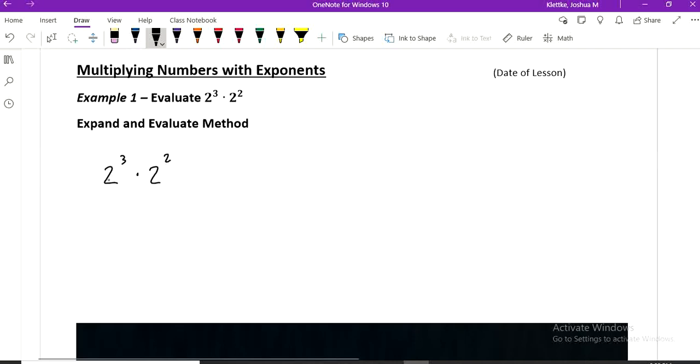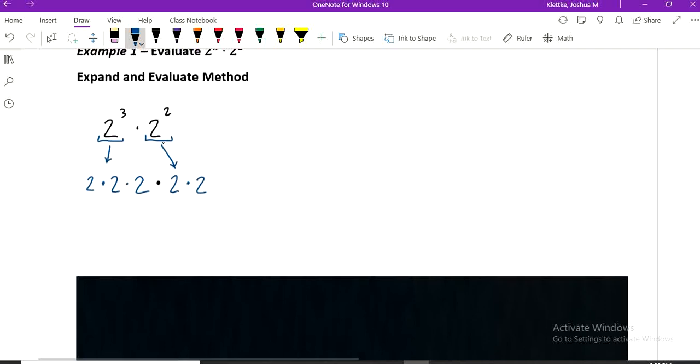I do want to point out both of the bases are 2. Both of the bases are the same. So let's see, 2 to the third is 2 times 2 times 2. Then we have a multiplication sign. 2 to the second is 2 times 2. So we expanded. Now we just have to evaluate.